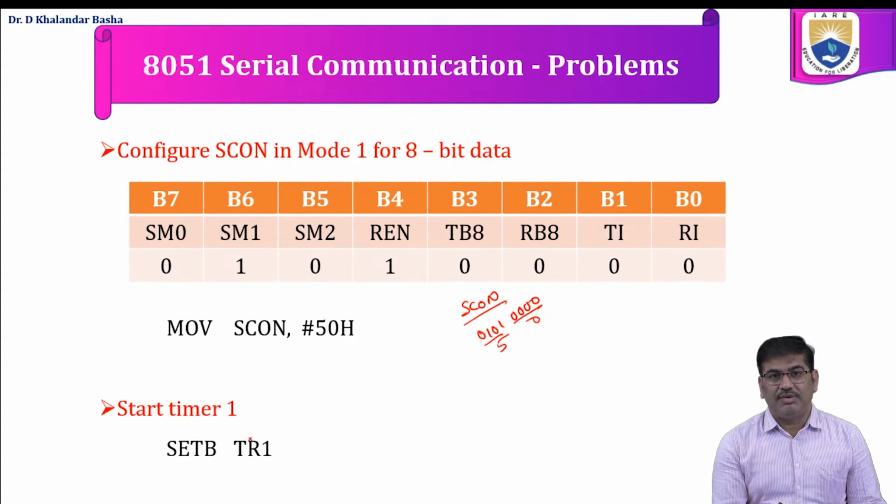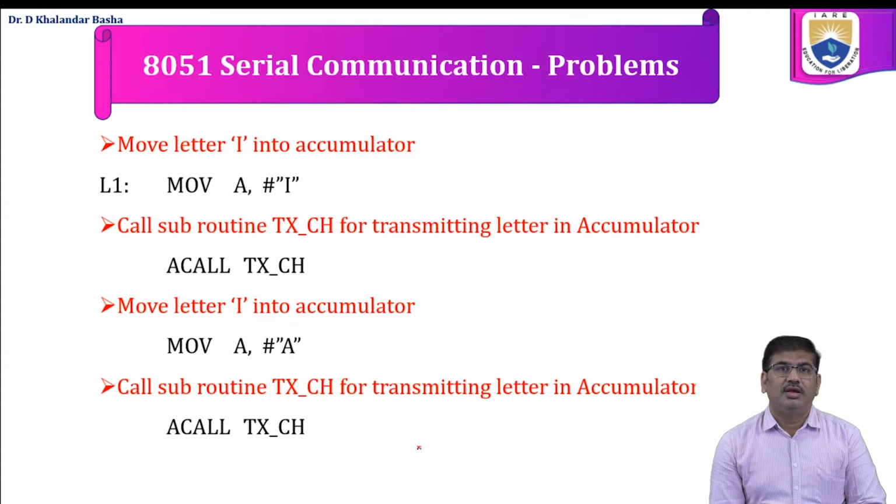Then to start timer 1, we use SETB TR1, so now the timer will start executing. Next, the data which we are going to transmit, we load into the accumulator. So MOV A, #'I'. Here our intention is the transmission of IARE, so first I will be transmitted, followed by A, R and E. Then we call a subroutine, ACALL, and the subroutine name is TXCH, transmit character.